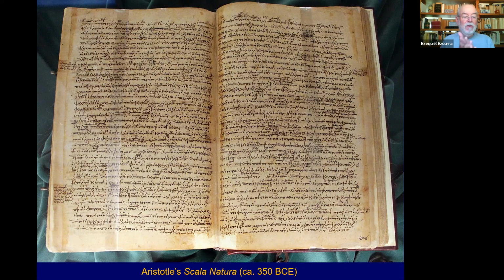Although some of his classifications were quite good and taxonomically rigorous, he also established a rule that stayed until medieval times, which was: plants are living things because they grow and they reproduce. Animals have another property, which is they have feelings. They can sense the environment and they can move.